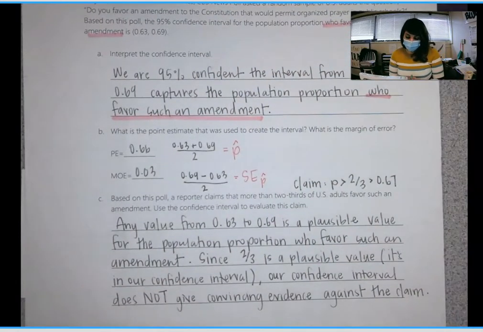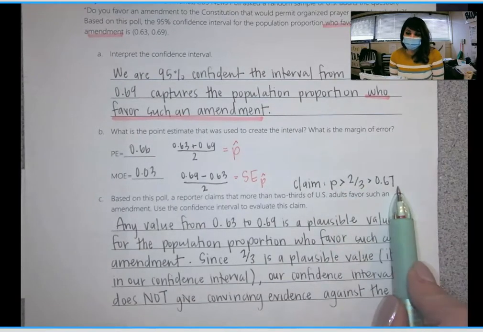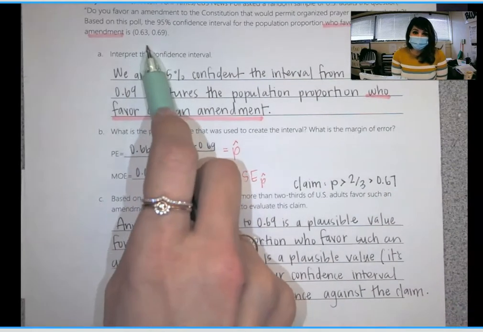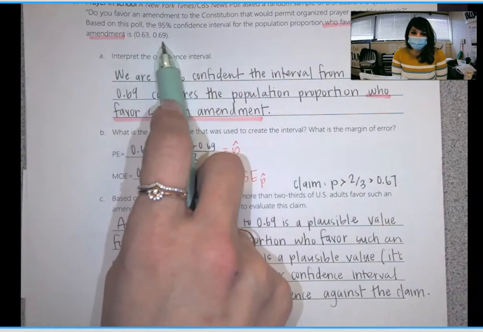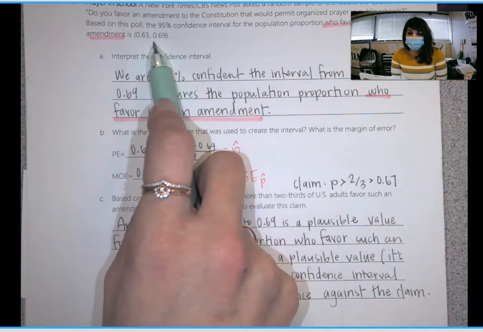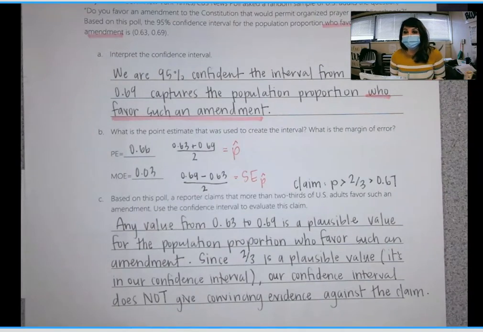Based on the poll, a reporter claims that more than 2/3 of adults favor such an amendment. Use your confidence interval to evaluate the claim. The claim is that true p is bigger than 2/3, which is 0.67. So we look at our confidence interval and we see, is 0.67 in our confidence interval? And it is. In fact, 0.67 is, 0.68 is, and 0.69 is. So we do not have evidence against the claim.